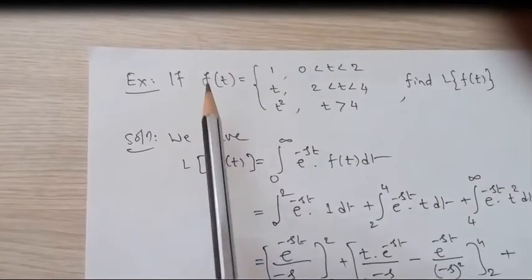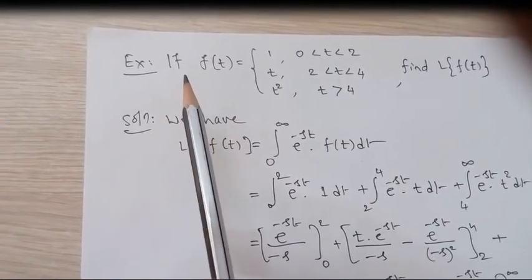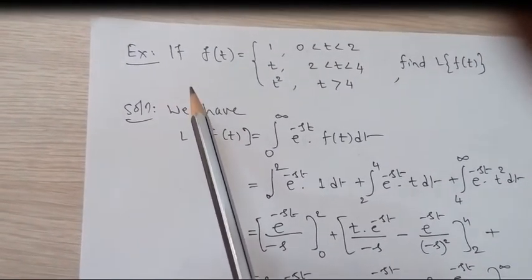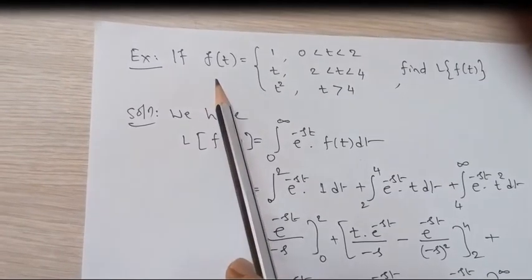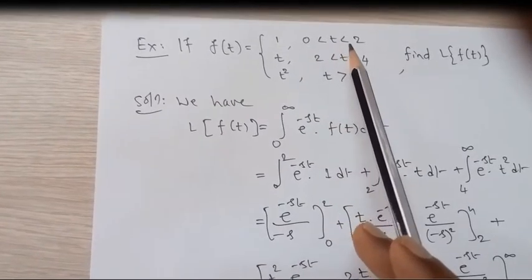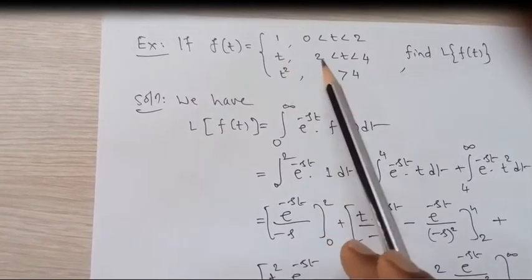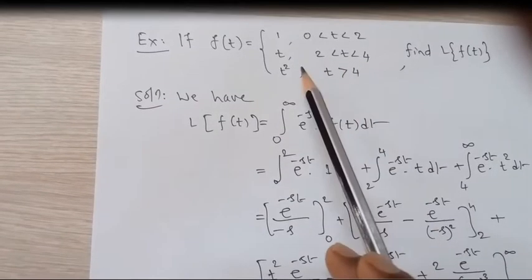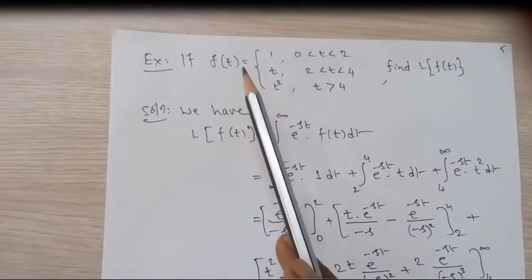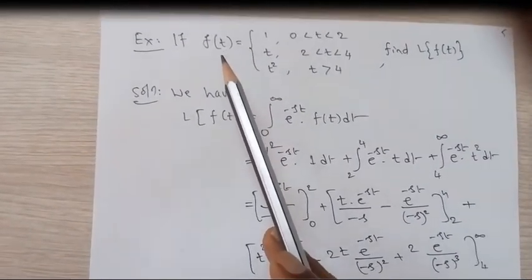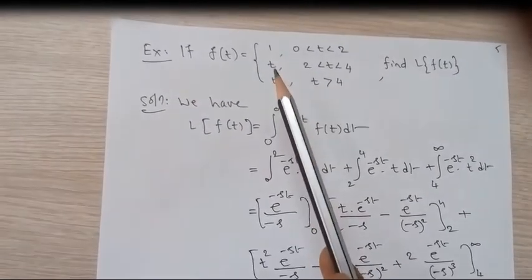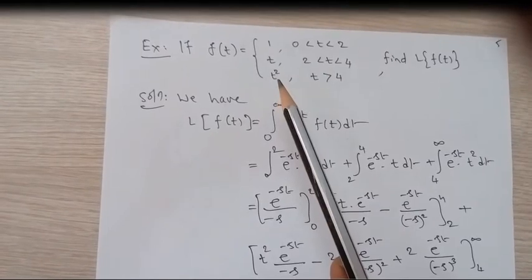Now some discontinuous functions. Discontinuous functions can also be expressed in Laplace transform. If f of t is 1 for 0 less than t less than 2, t for 2 less than t less than 4, t square for t greater than 4. In this, the object function or input function is defined by 3 functions: f of t equal to 1, f of t equal to t, f of t equal to t square.